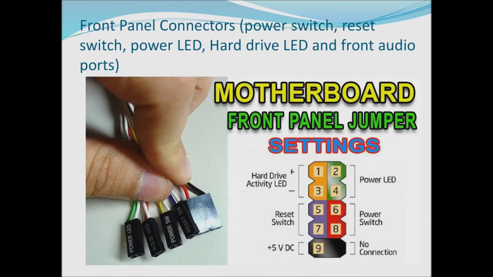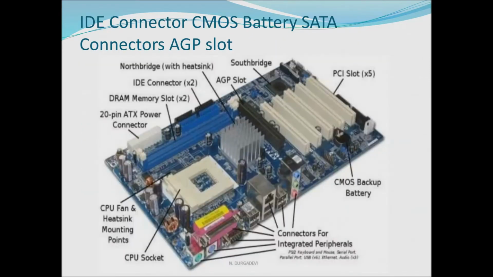These are also called front panel connectors, which contain power switch, reset switch, power LED, hard drive LED and front audio ports on the motherboard. In this image we can see the various important components on the motherboard. Among these, here we can see the IDE connector, CMOS battery, SATA connectors and AGP slot.